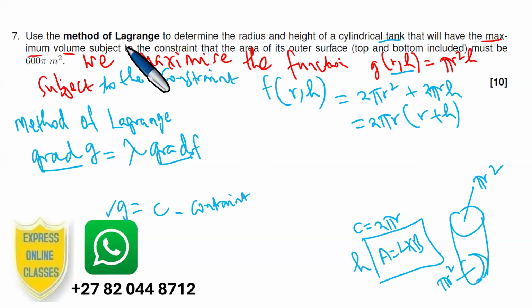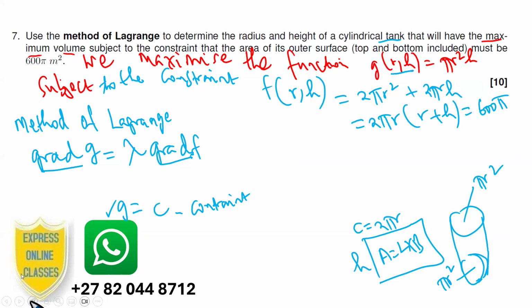But we want to use the method of Lagrange to determine the radius and height of the cylindrical tank that will have maximum volume, subject to the constraint that the area of the outer surface must be this. The area of the outer surface will be the area of the top, pi r squared, area of the bottom, pi r squared, which is 2 pi r squared, then the area of the side. The area of the outer surface is 600 pi square meters.